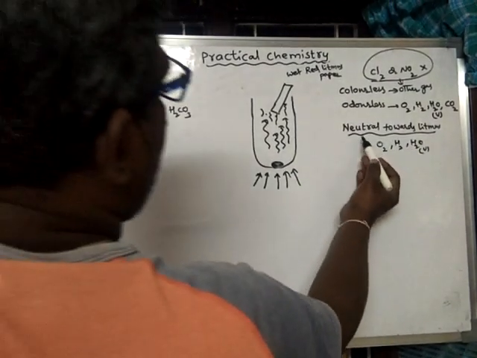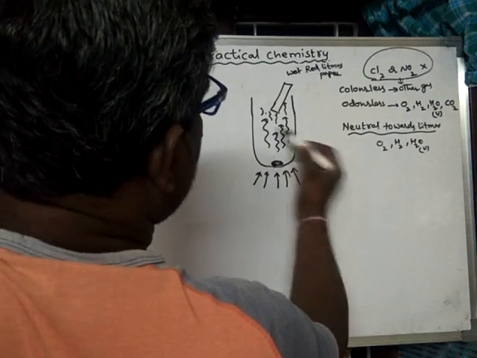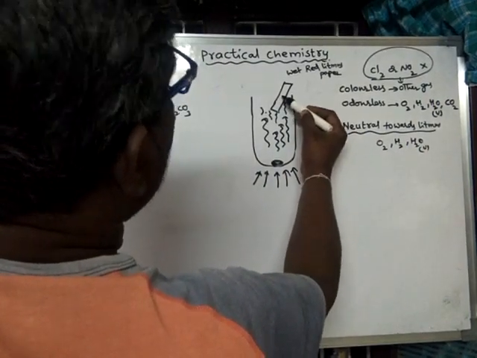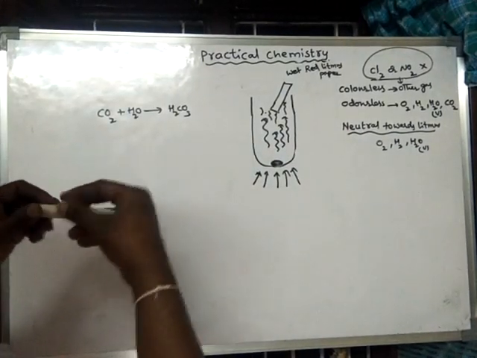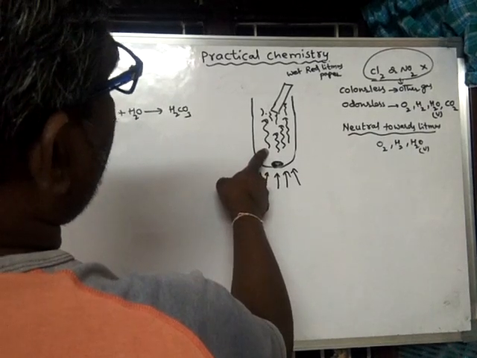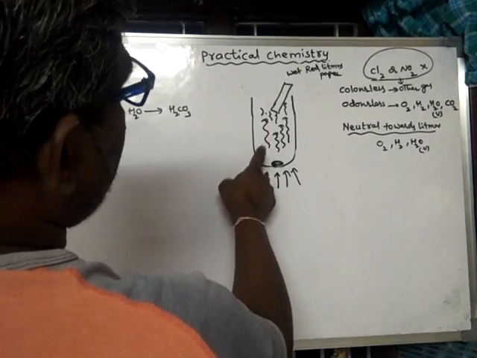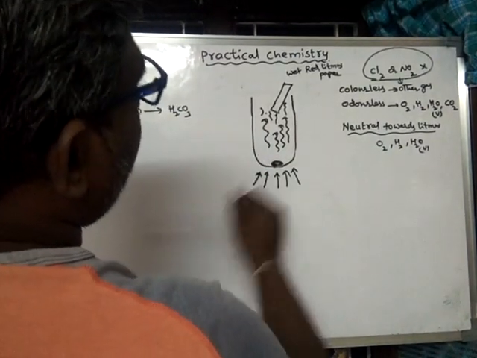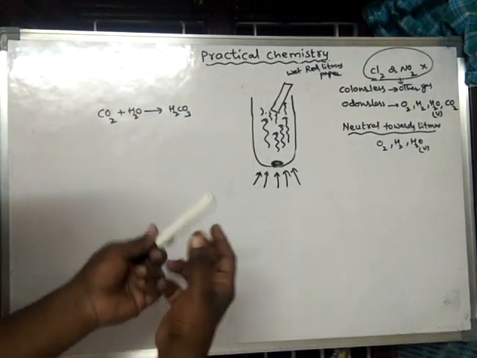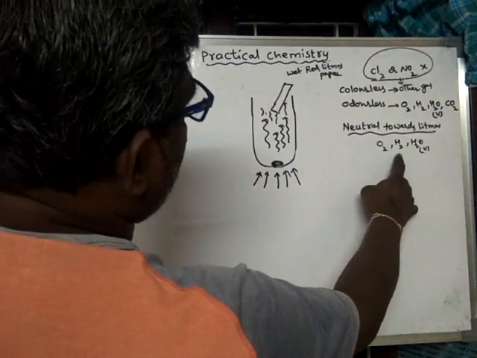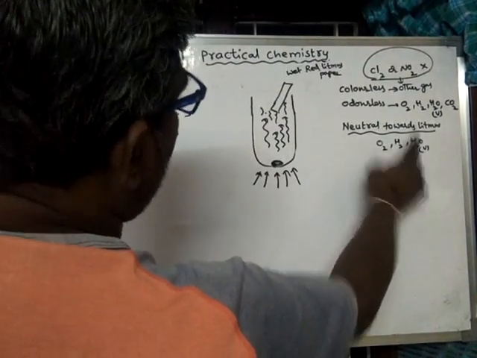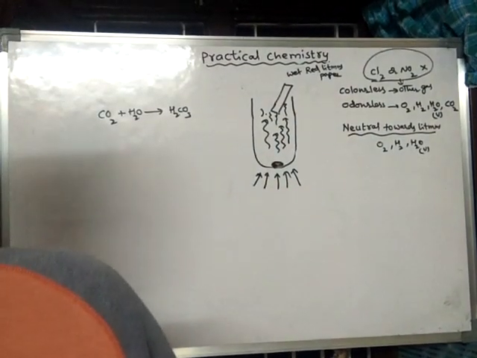As this gas is neutral towards litmus, it is unable to change the color of either red litmus paper or blue litmus paper. So this gas has the character of being neutral. Which gases are neutral towards litmus? This gas may be either oxygen or hydrogen or water vapor.